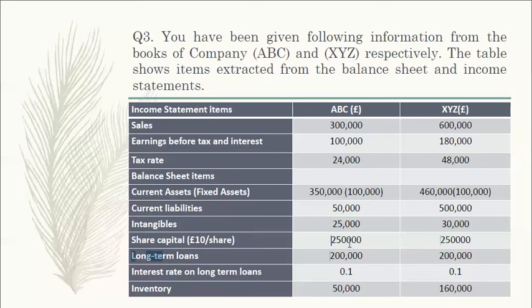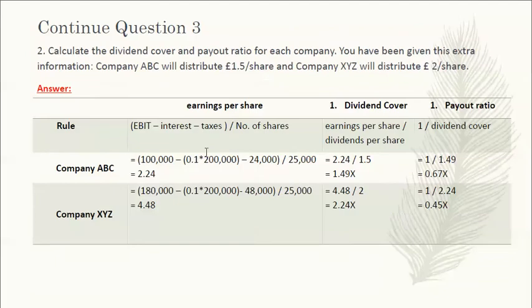So I divided 250,000 by 10, and I get the number of shares, which is 25,000, as I've written here. So the earnings per share for company ABC will be 100 minus 0.1 multiplied by 200,000, subtracted from that 24,000, and all of that divided by 25,000, and we get earnings per share for company ABC equal to 2.24.